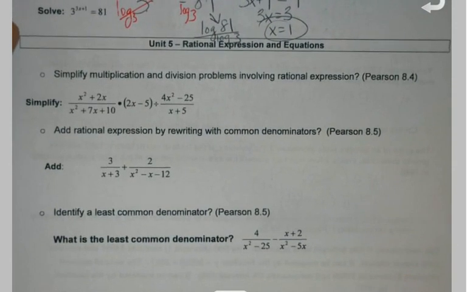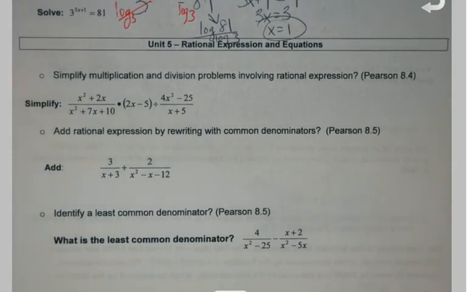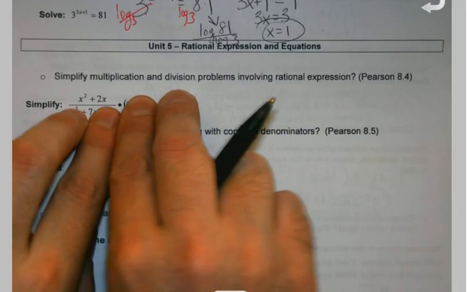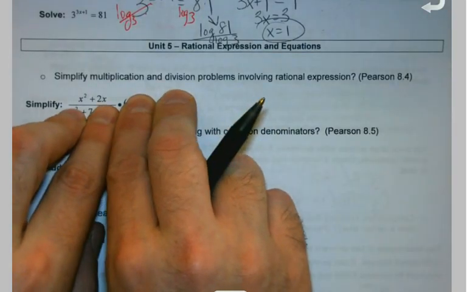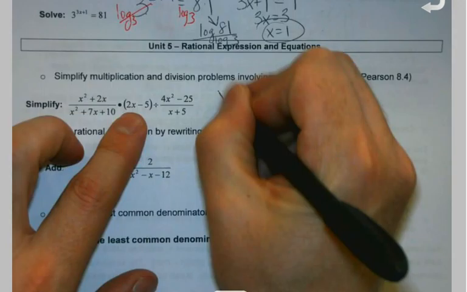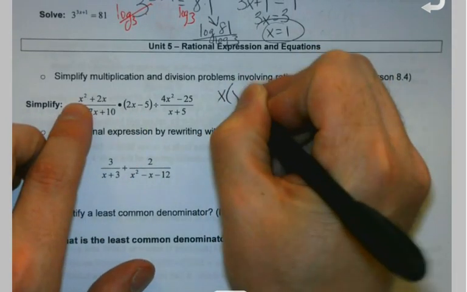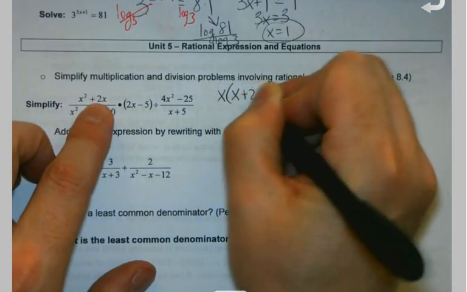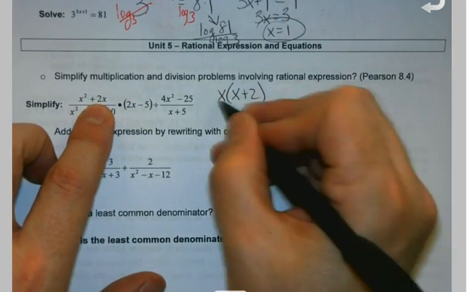Okay, Unit 5. Simplify multiplication division problems involving a rational expression. In other words, factor the crap out of these and then cancel stuff. Okay, let's do it. Anything in common, the golden rule. Somebody better say yes. Yes, there is something in common, x. So x times x is x squared, x times 2 is 2x. We're good there.